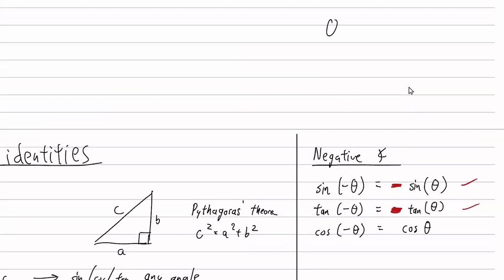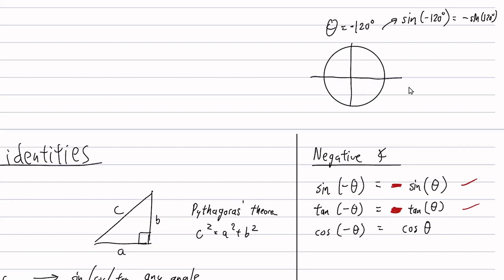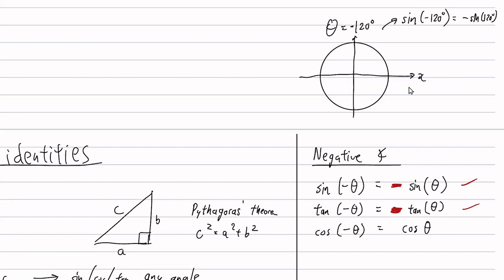So let's say theta here is negative 120 degrees. Then I want to show that sine of negative 120 degrees is the same as negative times the sine of 120 degrees. So let's just do that on a circle. Where is my negative 120 degrees? Negative means you turn clockwise or anti-clockwise? Clockwise. So I will start with the positive x-axis and turn clockwise 120 degrees until I reach somewhere here.